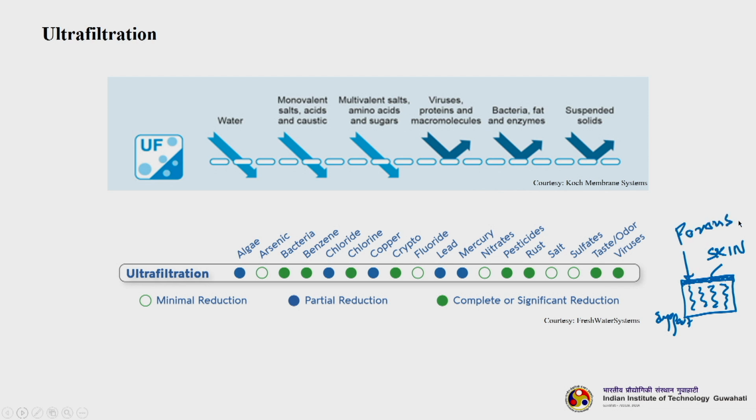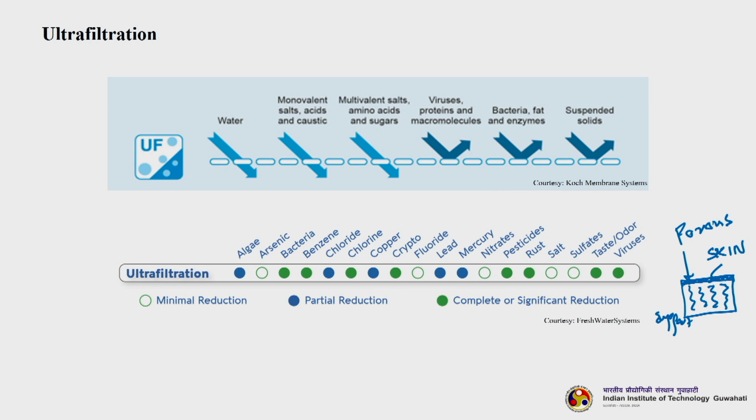Due to the nature of the ultrafiltration membrane, in spite of it being asymmetric, it will permeate some of the solutes along with the solvent, which is essentially water. However, it will reject viruses, proteins and different macromolecules, bacteria, fats and enzymes, and suspended solids. So, most of the time ultrafiltration is also used in water treatment to remove the TSS, the total suspended solids.